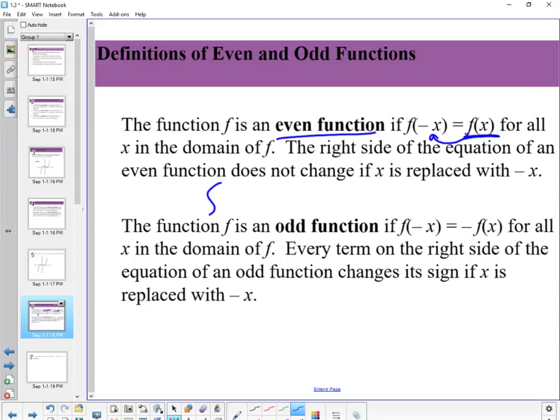Now, if you don't, and everything changes signs, so your positives become negatives, your negatives become positives, then you have what's called an odd function. Now, if you plug in a negative and some of them change and some of them don't, then it is neither even nor odd. Okay?